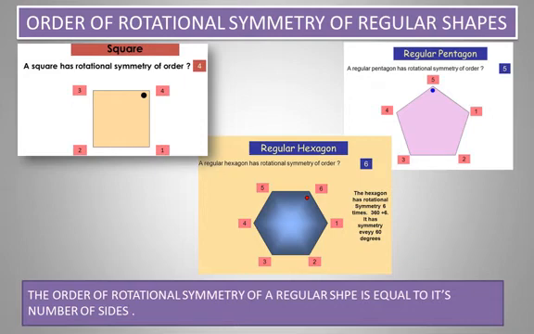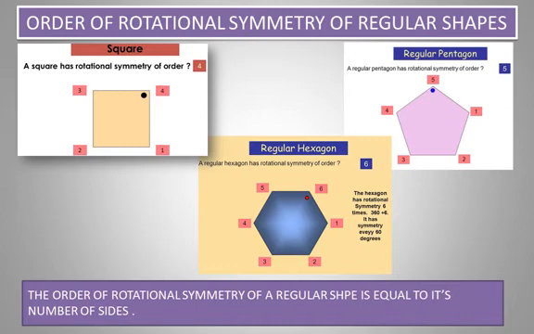Similarly, a regular hexagon has order 6, and a regular heptagon will have order 7 of rotational symmetry. So, just like reflection symmetry in regular polygons, this rotational symmetry we also decide by taking the number of sides. If you know the number of sides of a regular polygon, we can understand how many lines of symmetry and how many orders of rotational symmetry it has.